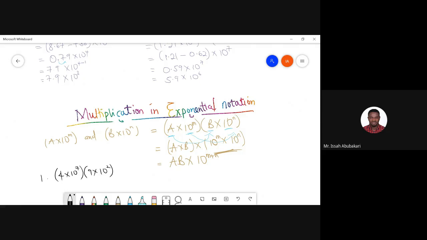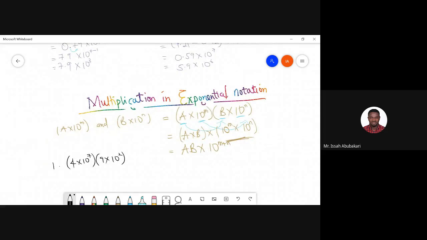It all needs to use the law of indices. And the law of indices says that we should always add when it is multiplication. We should subtract when it is division. Now we are doing multiplication, so we'll be adding. Now let's see where we will be adding. So with this, as we said earlier on, we multiply the number by the number and we multiply the base by the base.